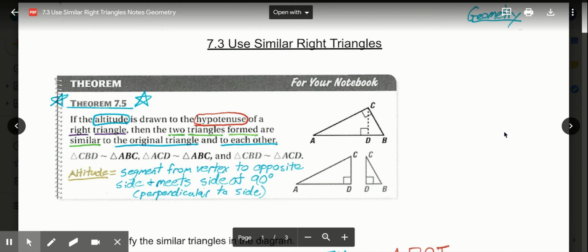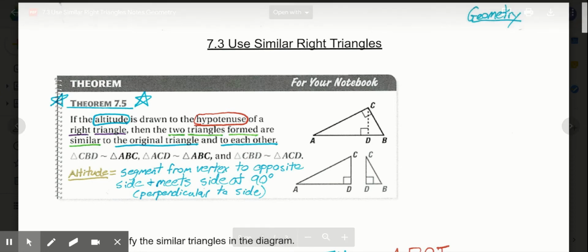And then a reminder of the definition of an altitude. An altitude is simply a segment from the vertex, any vertex, to the opposite side, and it meets the opposite side at 90 degrees. So typically we think of an altitude as the height of a triangle. So when you're looking at this diagram here, our altitude would be CD. It goes from vertex C to the opposite side AB and meets it at 90 degrees.